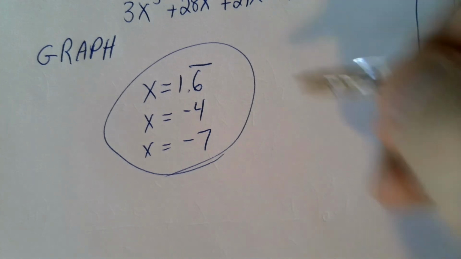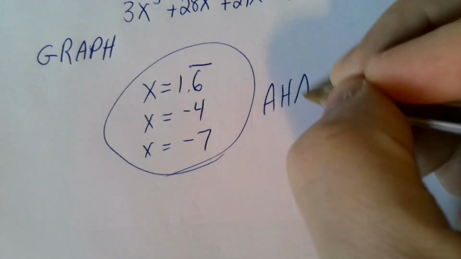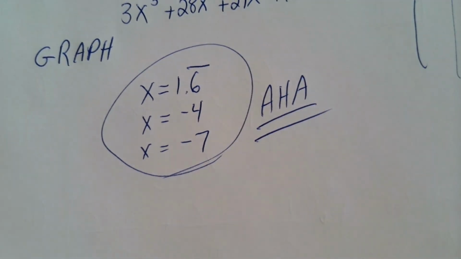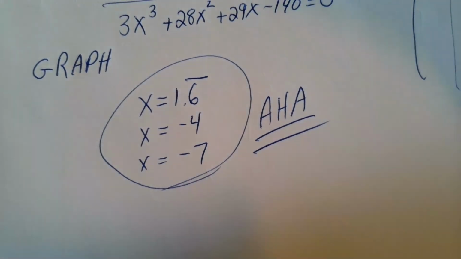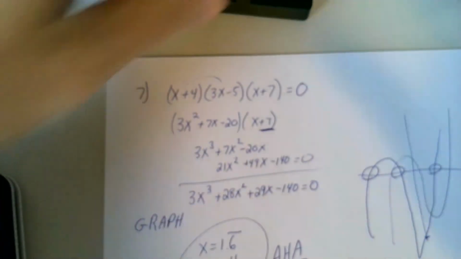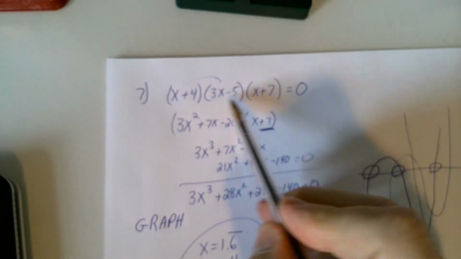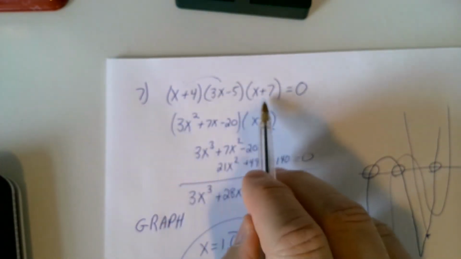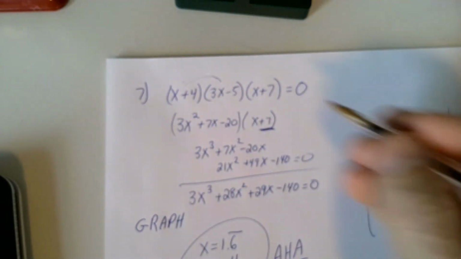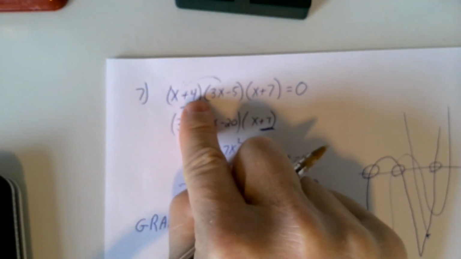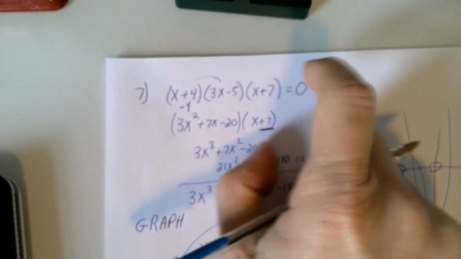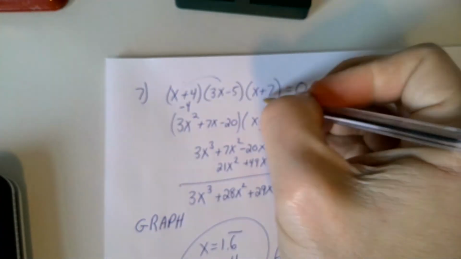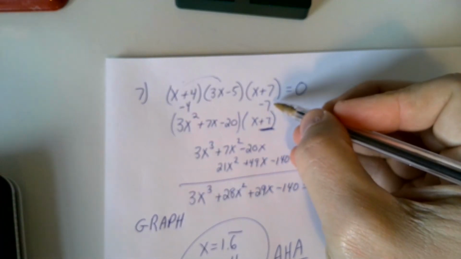And hopefully you had an aha moment right now. I just did a lot of work that, of course, I didn't need to do, because I remembered that if something times something times something equals 0, then either that or that or that, or all of them, have to equal 0. So if I put in negative 4, negative 4 plus 4 is 0, and 0 times anything equals 0. So there's a solution right here. Negative 7 is a solution from that one.